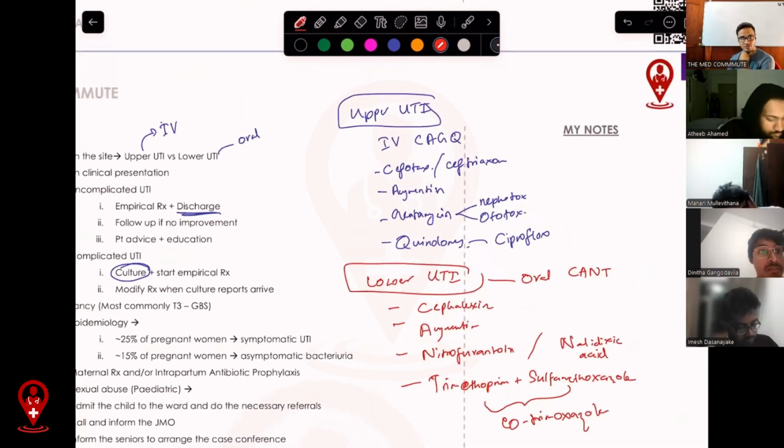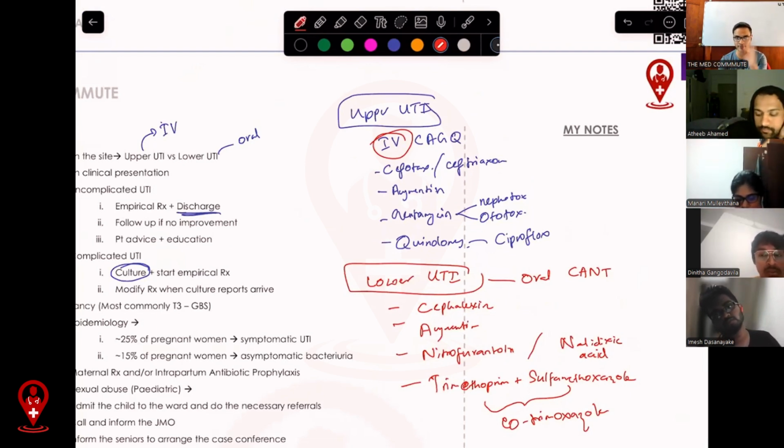We are talking about the upper UTI as well. We said we are going to go with IV medications. And what did we say about upper UTI? This is a bit of an emergency, because with pyelonephritis progression, guys, the child can go into septicemia, right? And then septic shock, right? So we want to manage it before it progresses.